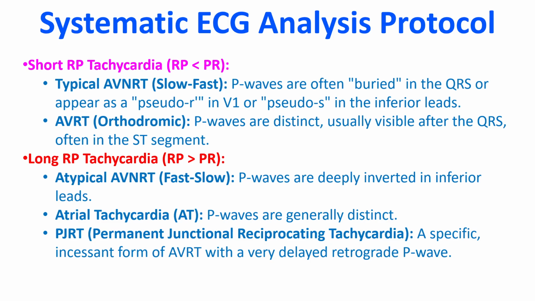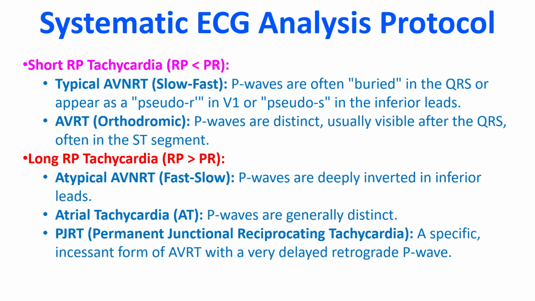more than PR. Short RP tachycardia examples are typical AVNRT. P waves are often buried in the QRS or appear as a pseudo R wave in V1 or pseudo S wave in the inferior leads. Next is AVRT, orthodromic AVRT. P waves are distinct, usually visible after the QRS, often in the ST segment. Orthodromic means conduction downwards is through the normal conduction system and retrograde conduction is through the accessory pathway.